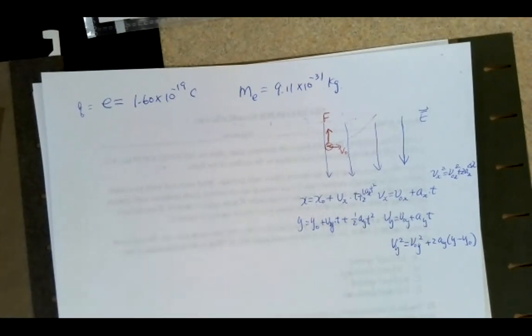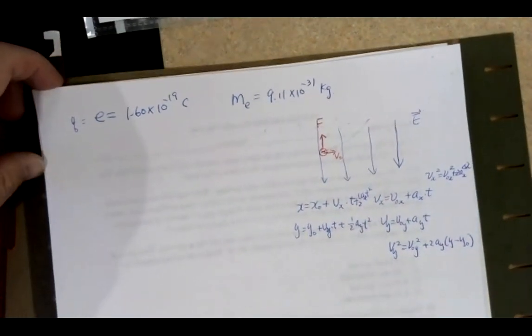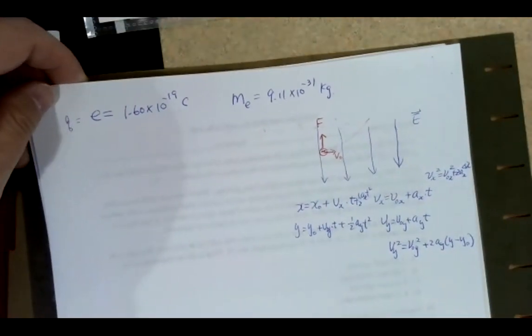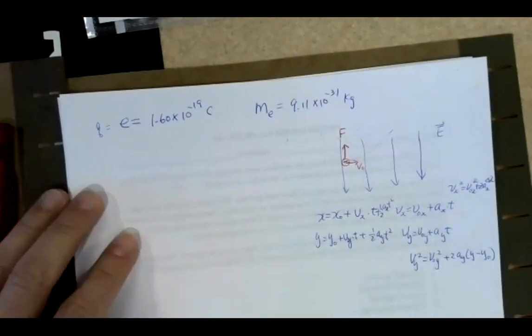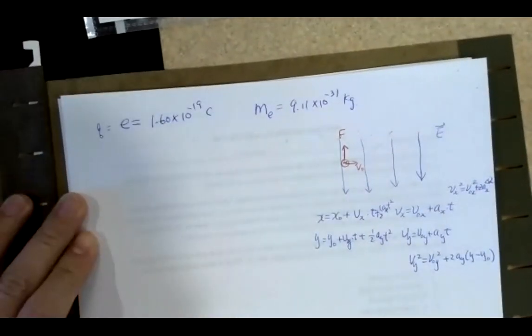I think let's take a look at this one together, because there are so many equations that you might have to pick. We might not have enough time for you to solve this in class, but we can take a look at the solution together. So part A is asking what's the acceleration of the electron.